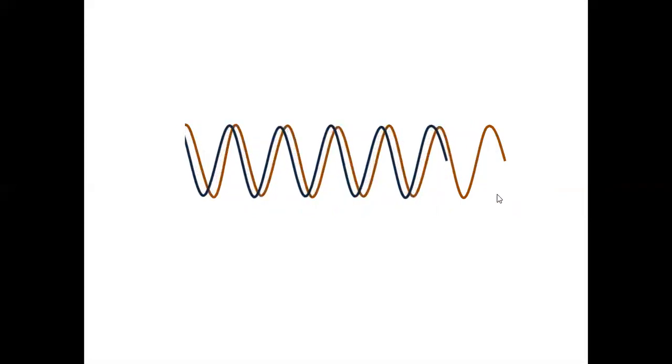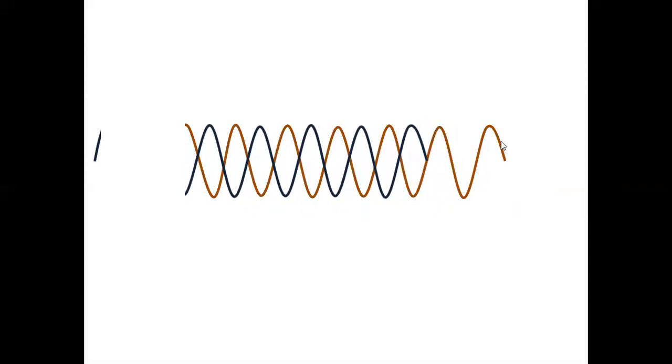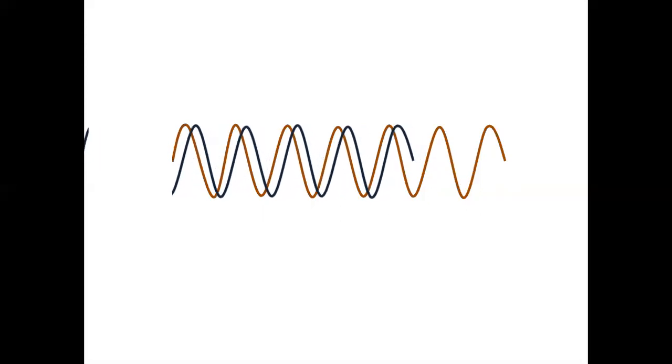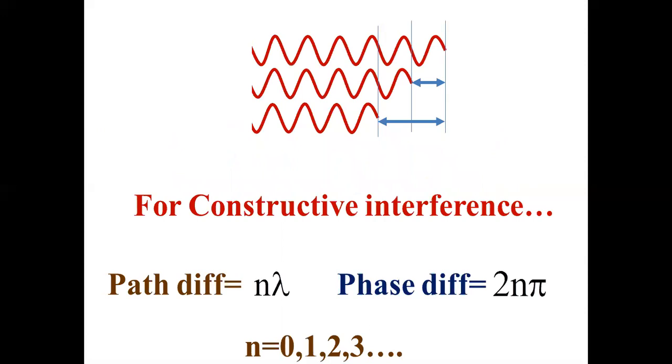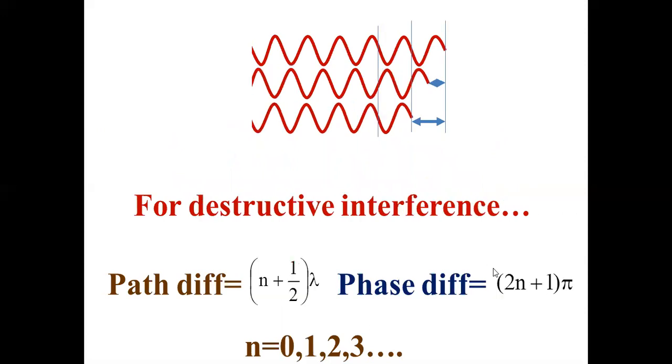What is the next one? Next one is this one. Again, this is 1.5 lambda, right? What about the phase difference? 3 pi, odd pi. The next one I have not shown here. Next one is 5 pi, right? So n equal 0, half lambda. n equal 1, 3 lambda by 2, 1.5 lambda. n equal 2, 5 lambda by 2, 2.5 lambda. Phase, odd multiples of pi. n equal 0, 1 pi. n equal 1, 3 pi. n equal 2, 5 pi. So that is how it goes.